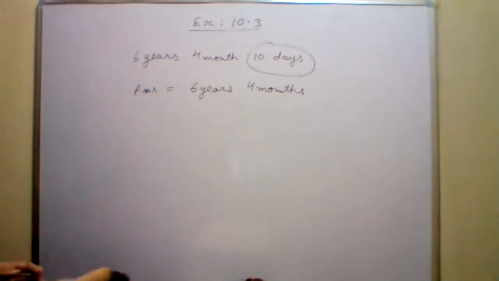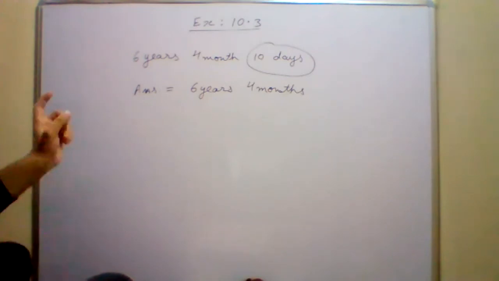Okay, start doing it with the statements. Write proper statements. Sir, done. Can I send my work on the group? Yes, you can take pictures and send it on the group. Sir, what should I write first statement? You can write 6 years 4 months 10 days rounded off to the nearest month equal to.